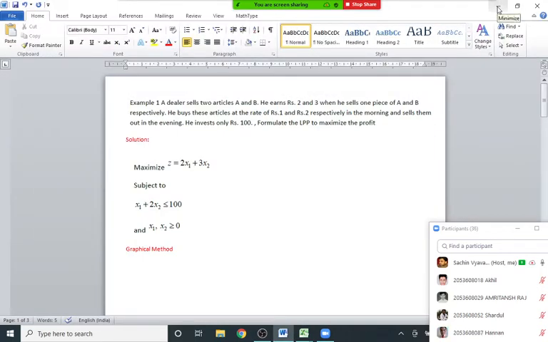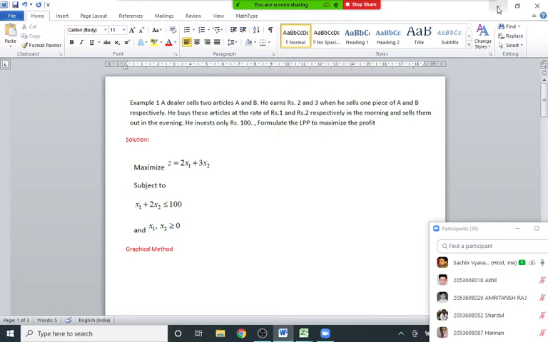The last article of the syllabus is the simplex method. We are going to see one example, which is a very simple example that we already saw in formulation. We started with this example only, where a dealer wants to sell two articles A and B.